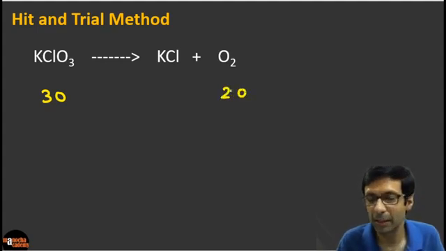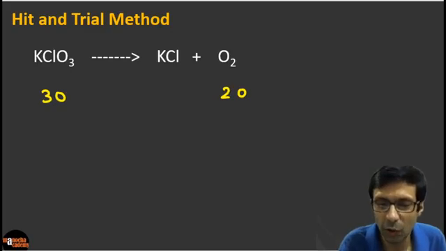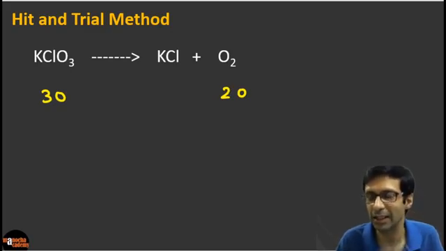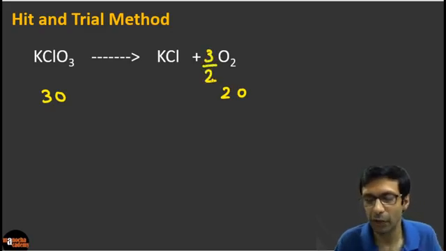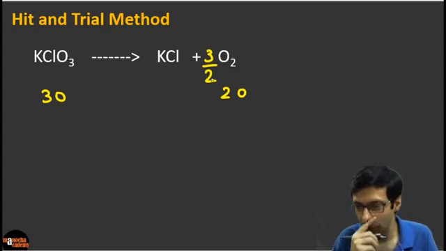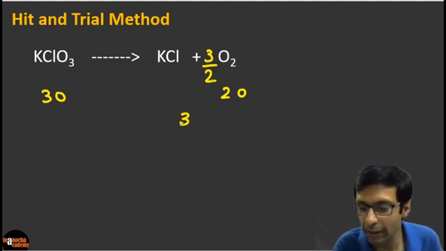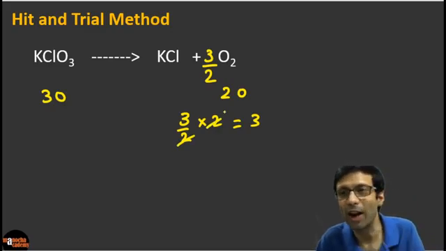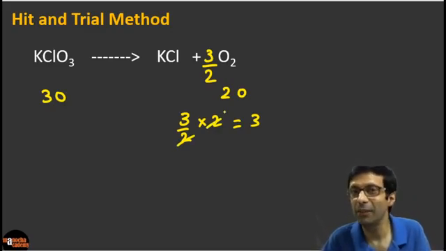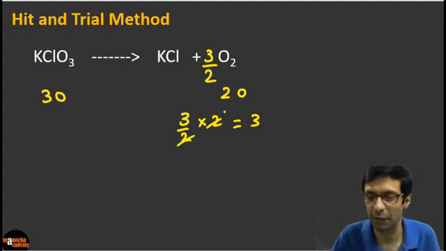So the simple way we can balance this is we are going to use the fraction technique. Since there's only one guy left, we can do 3 by 2 here. So now carefully look at this method. If you do 3 by 2, what are you going to get? 3 by 2 times 2, because it's O2, is going to be 3, right? 2 and 2 will cancel. So to balance it, you can apply fractions also. But the final equation cannot have fractions.